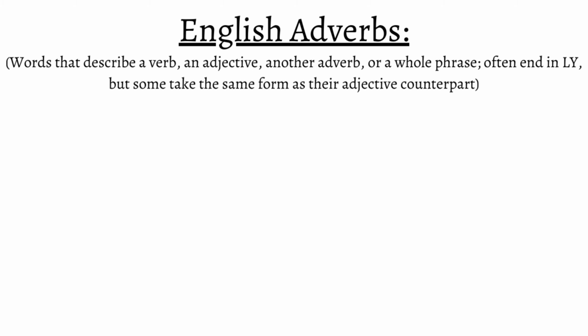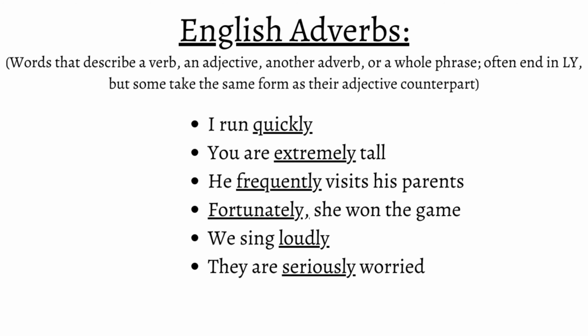Adverbs in English are words that describe a verb, an adjective, another adverb, or a whole phrase. They often end in the letters ly, but some take the same form as their adjective counterpart. Some very simple examples are: I run quickly. You are extremely tall. He frequently visits his parents. Fortunately, she won the game. We sing loudly. And they are seriously worried.